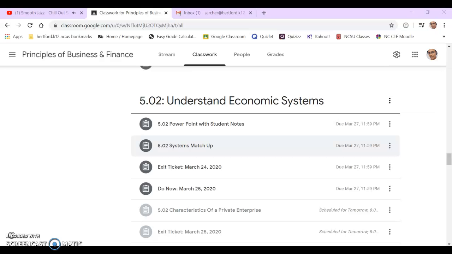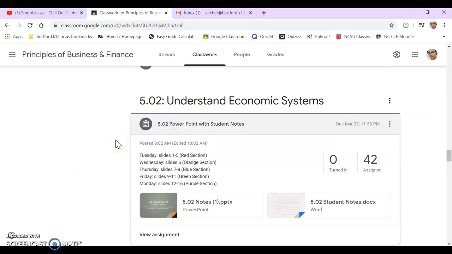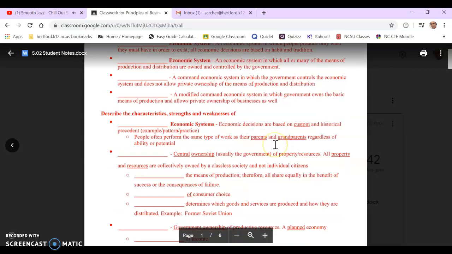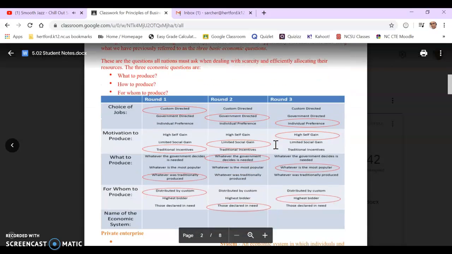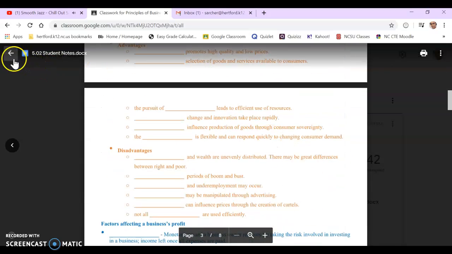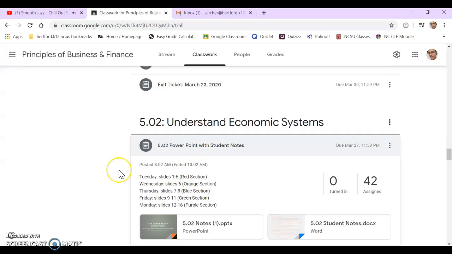So today you only have 3 assignments, which is of course the 502 notes. These notes run the same as 501. We'll go over a certain amount of slides each day. Your notes will color code with that. So today we're looking at slides 1 through 4, and we'll be looking at the red section of your notes. And then tomorrow will be orange. The day after that will be blue, then green, and then purple will be the last section. So this is what we're looking at.